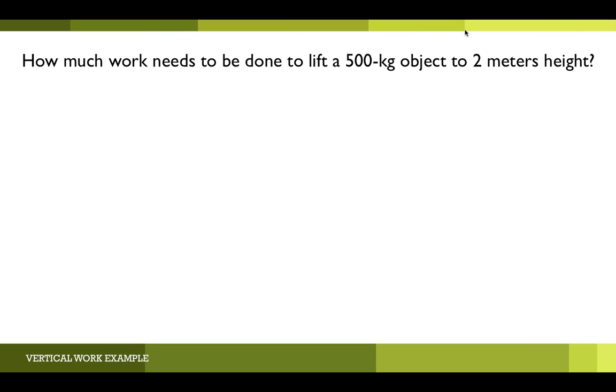All right. How much work needs to be done to lift a 500 kilogram object 2 meters in height? Well, we know work equals force times distance. Again, the same equation popping up over and over for work. But now let's think about this for a second. Now we're lifting an object up, so the distance is pretty easy to figure out because we're lifting it a height of 2 meters, so the distance that the object is moving is 2 meters. It just happens to be lifting it up, so we call it height, but it's still just a distance.